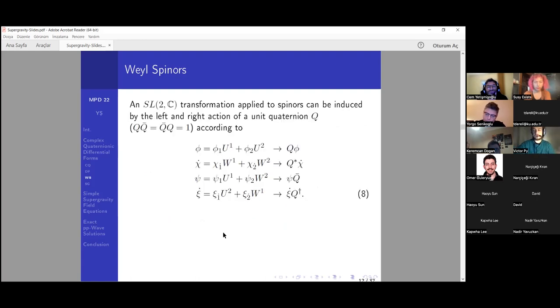Some details: an SL2C transformation applied to these spinors can be realized by the left and the right action of a unit quaternion Q, according to these four formulas that I have given you, for phi and psi, the undotted part, and for chi dot and xi dot, the dotted part.